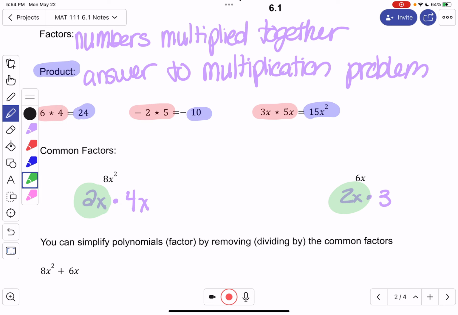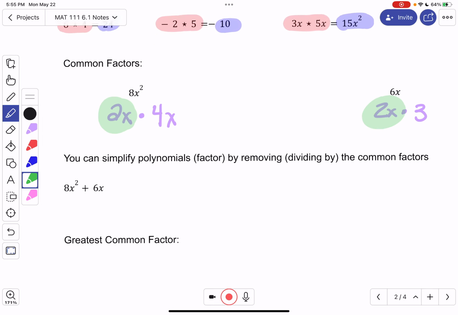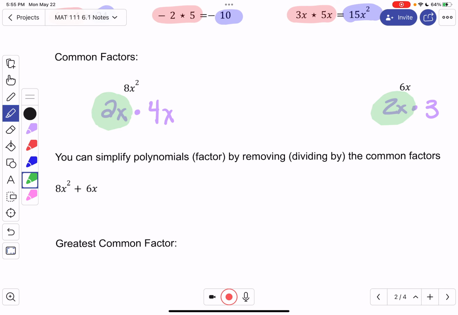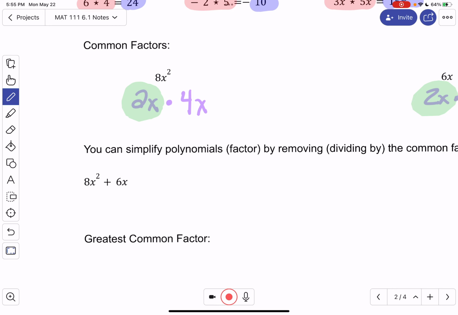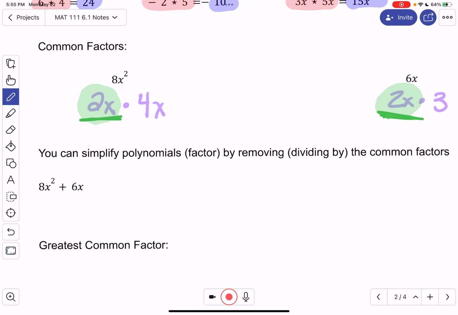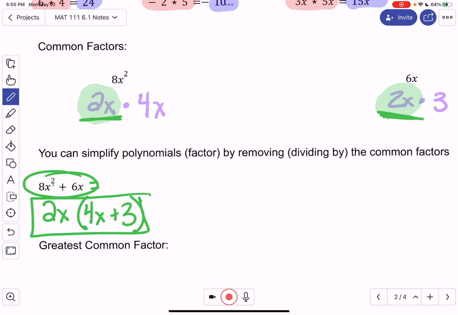You can simplify polynomials, so those are multi-term expressions, by factoring out or dividing the common factors. So we just said 8x squared and 6x are both divisible by 2x. They have that in common. So let's divide. 8 divided by 2 is 4, and x squared divided by x is x. 6 divided by 2 is 3, and x divided by x is 1. So these two expressions are equal. 8x squared plus 6x equals 2x times, in parentheses, 4x plus 3.